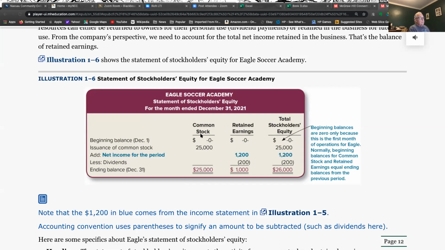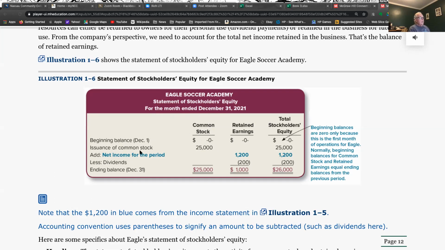So we have this little statement that we put together, a column for common stock, a column for retained earnings, and total, right? We add the two columns across, and that's the total. We look at the beginning amount in those items. On December 1st, what did we have? Well, in this example, this was a brand new company, so they didn't have anything when they started, right? So whenever you have a brand new company, these balances will be zero to begin. But what happened during the month of December? And notice that we show the date the same way as the income statement.